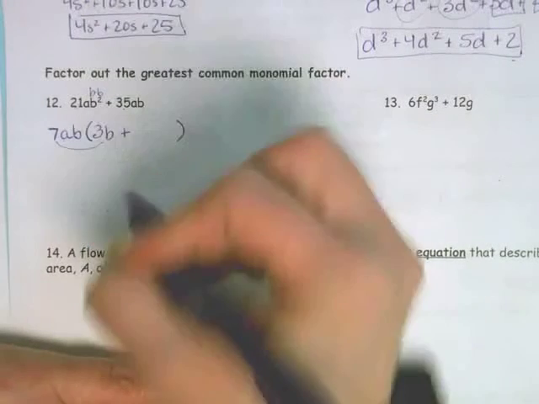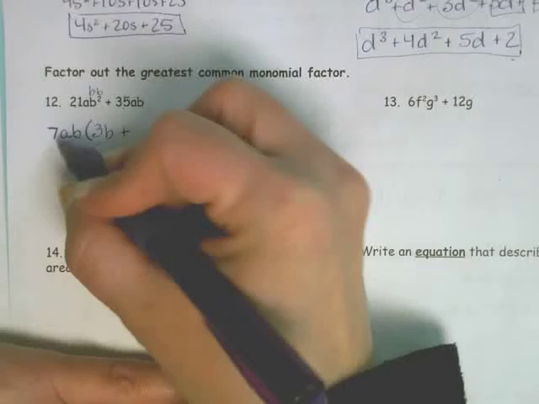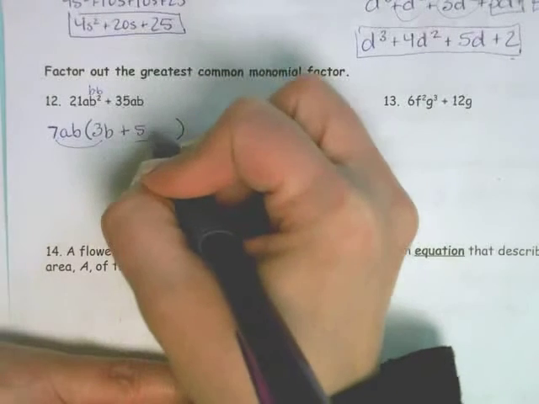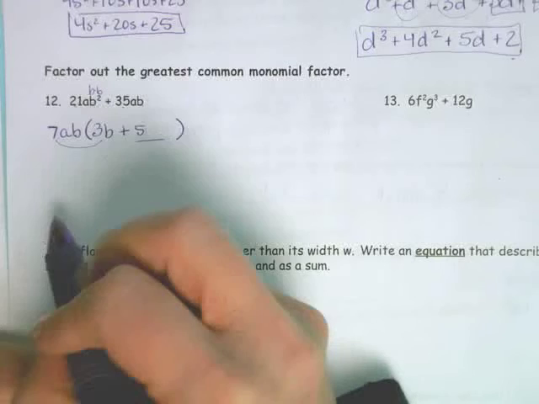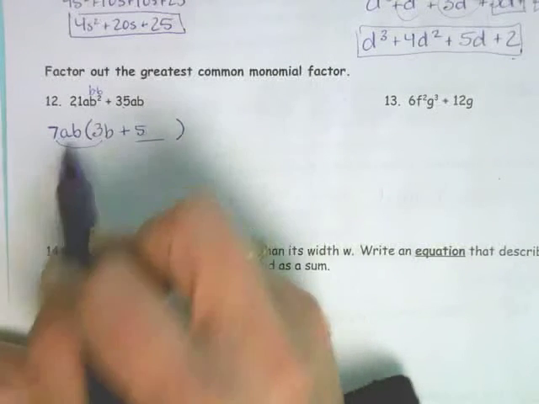What about this? Let's think about it that way. This times what would give us 35AB? 7 times 5, and then AB is already there. We don't want to multiply it by anything. So literally it's just 5. That's the greatest common factor. That's what's left after you take out the greatest common factor.